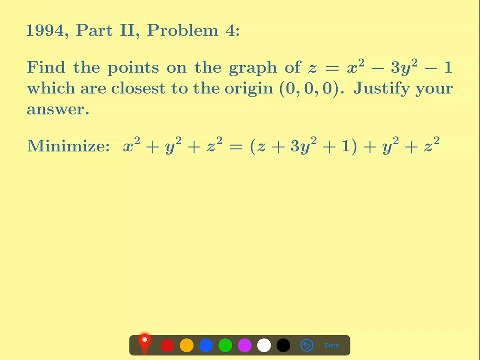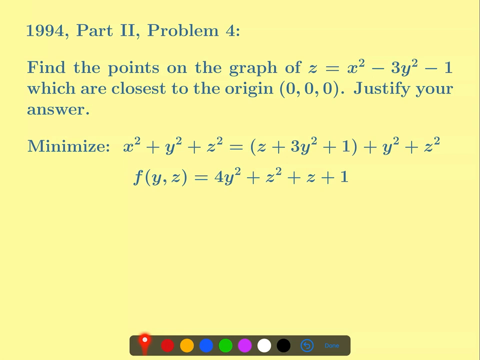So what I want to do then is to take this function and figure out where the minimum value of that occurs. So I've simplified here. I have a 3y squared and a y squared that's giving me 4y squared. I have a z squared, I have a z, and I have a 1. So this is the same as this function.